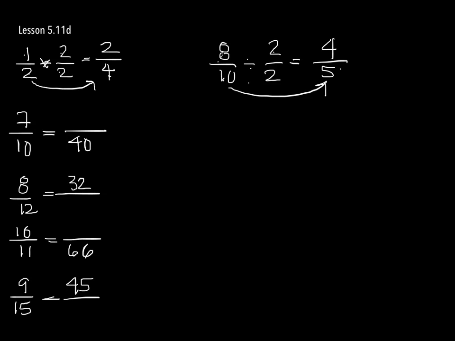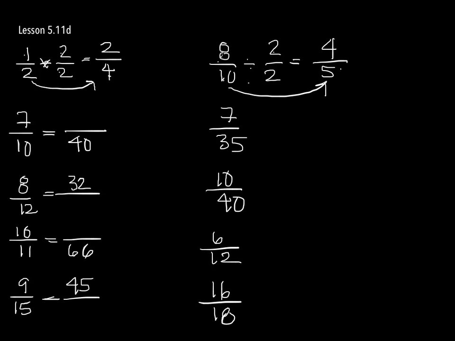So here are some problems for you that I would like you to put in simplest terms. We have 7/35. We have 10 over 40. We have 6 over 12. And we have 16 over 18. So why don't you pause the video? Let's put equal signs here, or same as, and why don't you pause the video and work through these problems, see how you do. When you're done, restart the video and check.